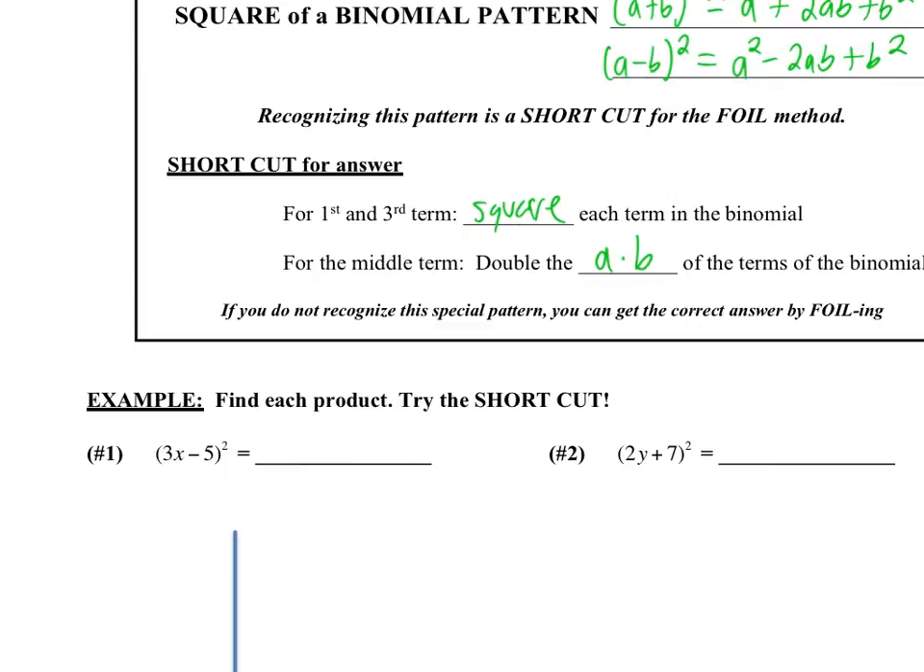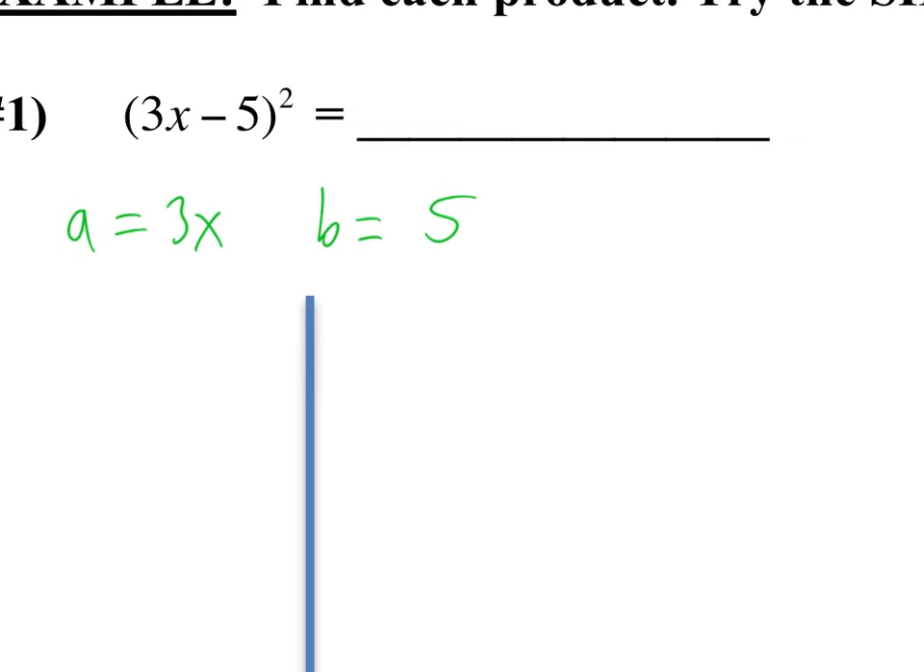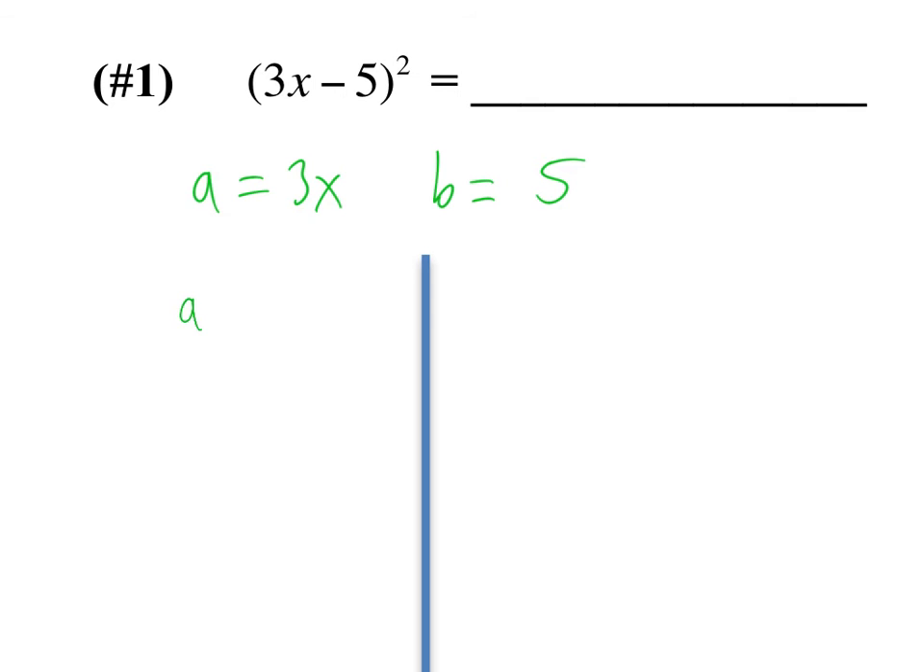All right, let's do this. Let's figure this out here, okay? So we have 3x minus 5 all squared. We need to find a and b. Okay, what's our a? Well, a is 3x. What's our b? Our b is 5. Okay? So that means we need to find a squared and b squared.